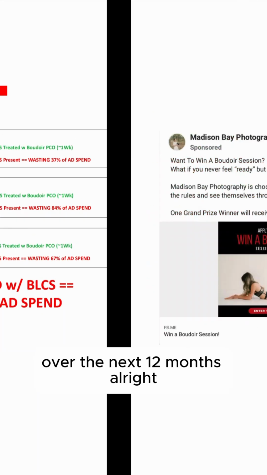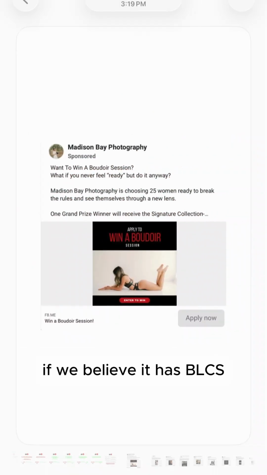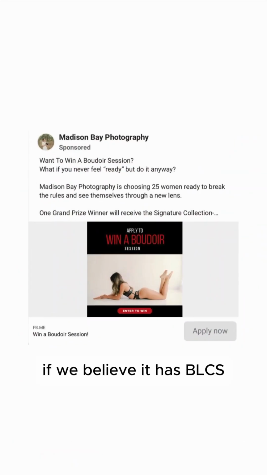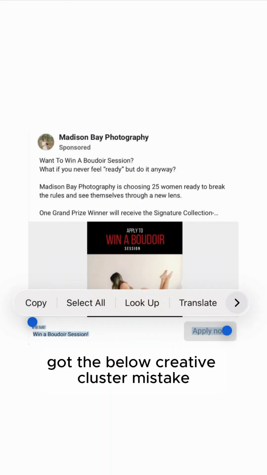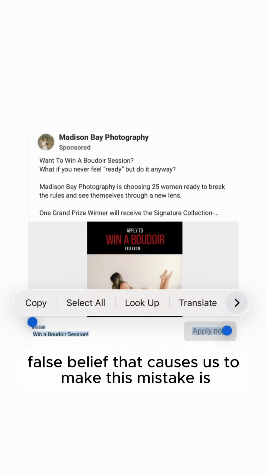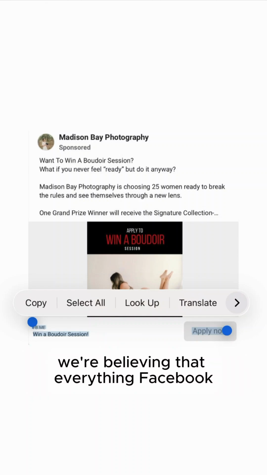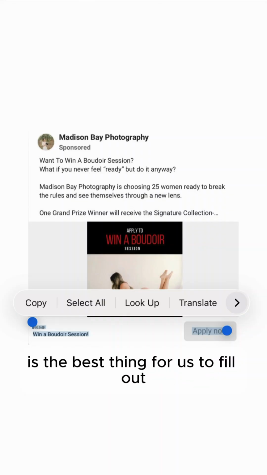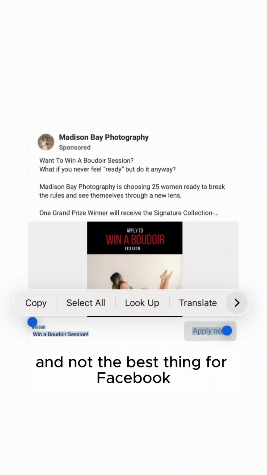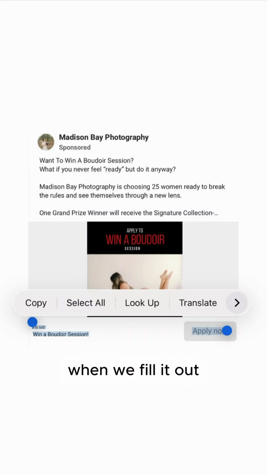The Zuck. All right, so now we're going to diagnose this if we believe it has BLCS, Boudoir low click syndrome. First thing I'm seeing, we've got the below creative cluster mistake. The false belief that caused us to make this mistake is that everything Facebook tells us or recommends us to fill out for our ad is the best thing for us to fill out, and not the best thing for Facebook when we fill it out.